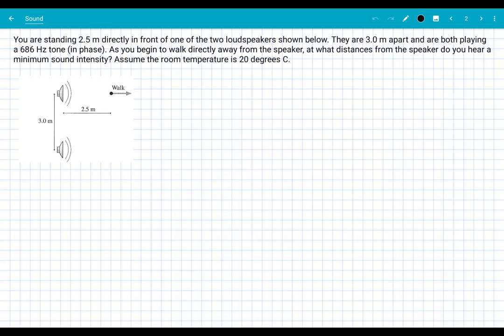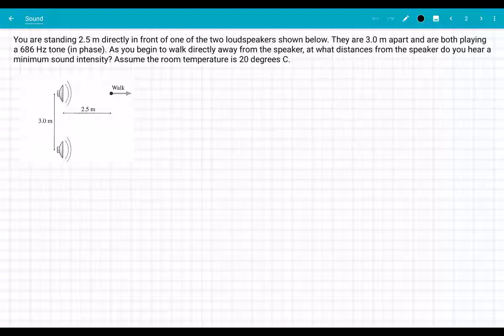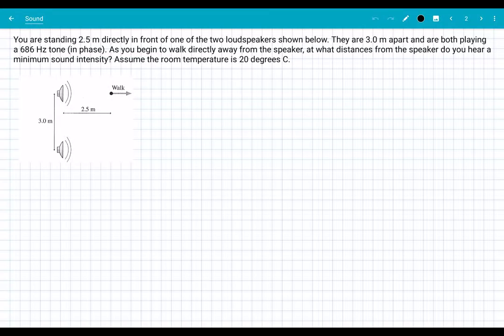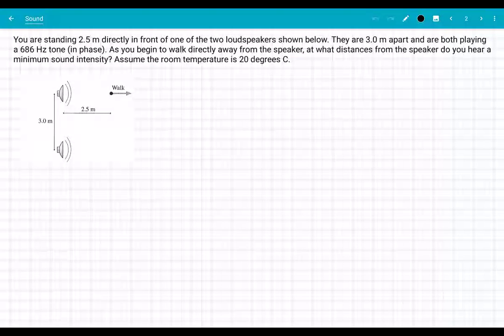So the idea here is that the observer begins to walk directly away from the speaker, just kind of in the direction of the arrow shown there. And the question they're asking is, at what distances from the speaker do you hear a minimum sound intensity? And they give us the temperature so we can look up the speed of sound.